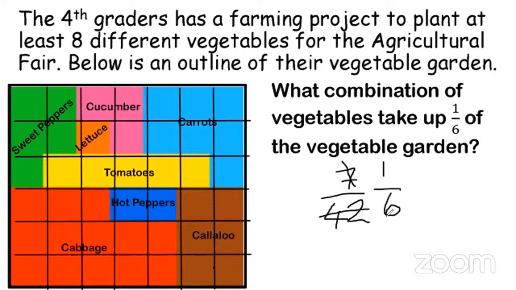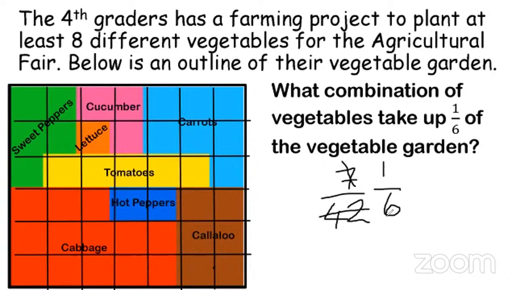So a correct response is tomatoes and hot peppers. All right, guys. So we have tomatoes and hot peppers for a correct response. All right, let me hear someone else. Miss, can I go? Hold on. So one person take one. Go ahead, yes. Callaloo and lettuce.